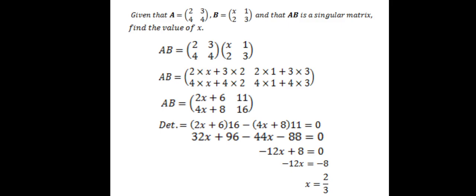Given that A is equal to the matrix 2, 3, 4, 4, and B is equal to the matrix x, 1, 2, 3, and AB is a singular matrix, find the value of x.